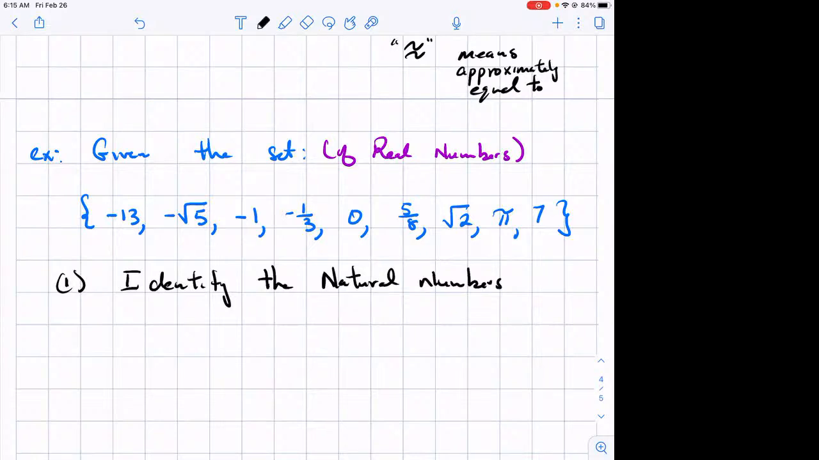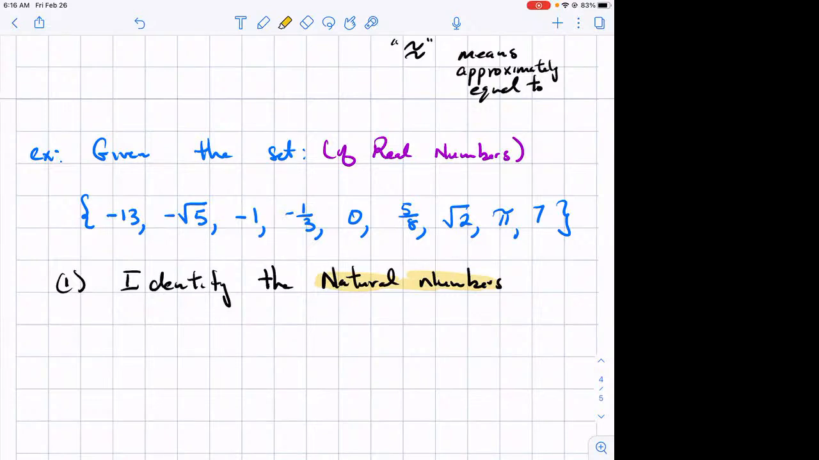And a natural number is what we call counting numbers. When we talk about natural numbers, they are whole numbers that we count. Please note, if I ask you to start counting, you'll hear 1, 2, 3, 4, 5, 6, 7, 8, and so forth.